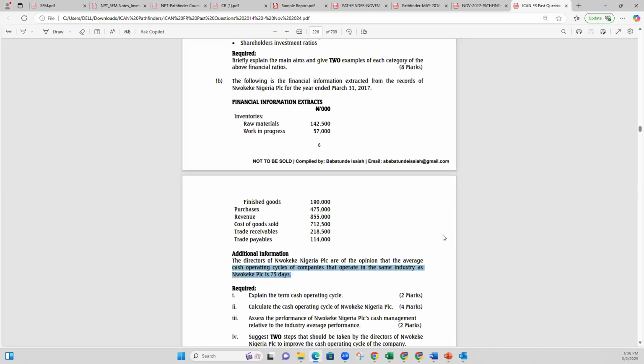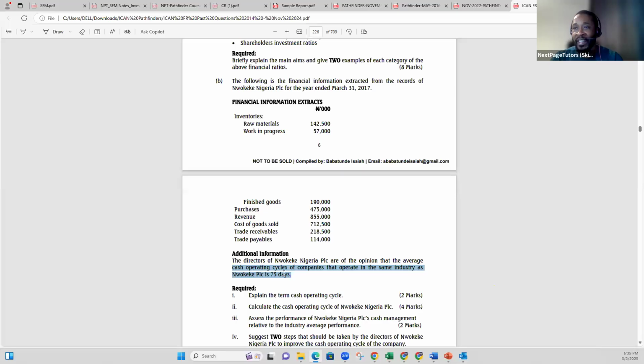Required: 1. Explain the term cash operating cycle. Somebody, quick. What is cash operating cycle? It's how long it takes to convert our inventory to cash. Working capital. It's how liquid an entity is. Let's not give chorus answers. Maybe we can raise our hand now, but it's fine.